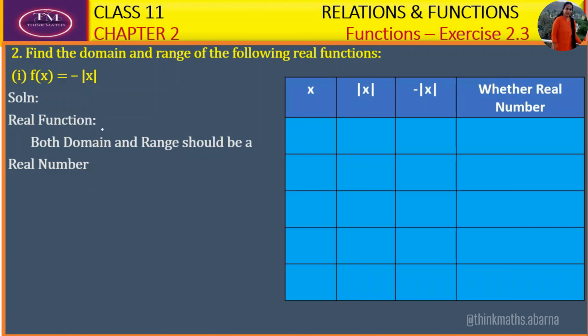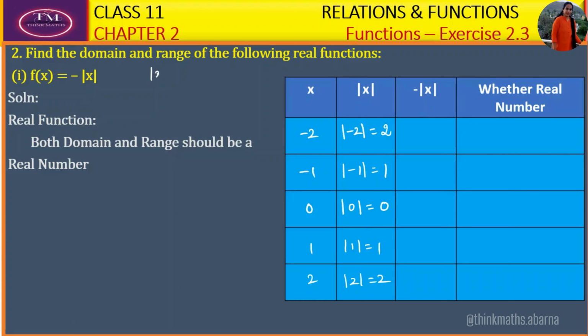Here the domain is all the numbers from the real number system. So let us take some examples. Let us take x as -2, -1, 0, 1, 2, some negative and positive values. What is mod -2? The mod value will always be positive. So mod -1 is positive. Mod 0 is 0. Mod 1 is 1. Mod 2 is 2. Modulus means negative values will vanish, so it only takes the positive value.